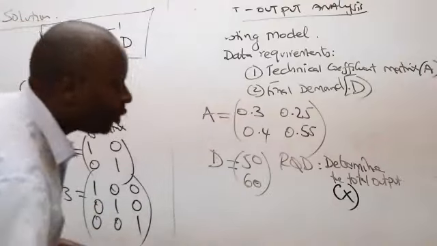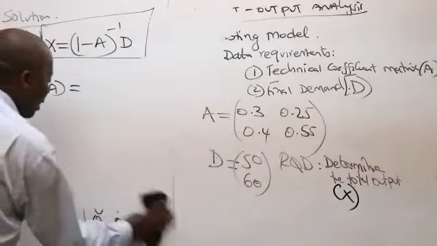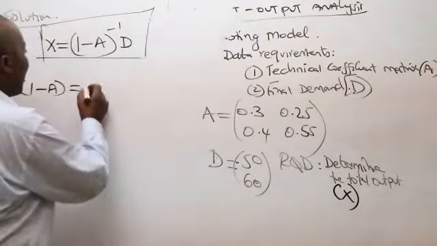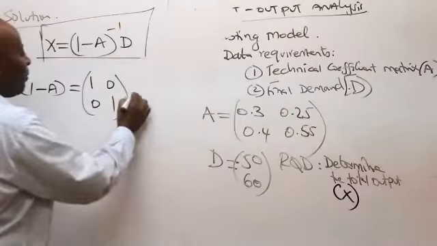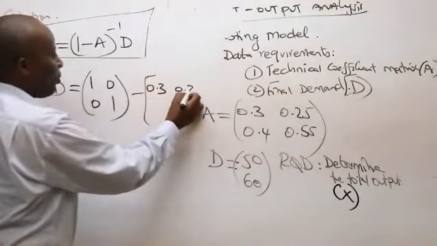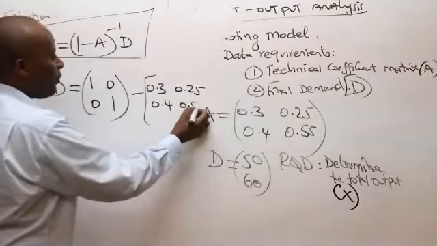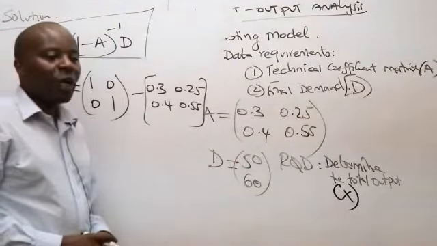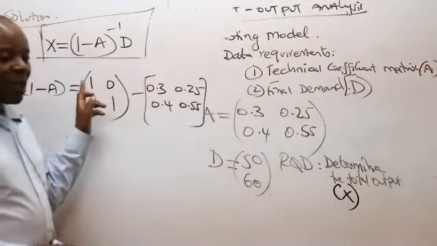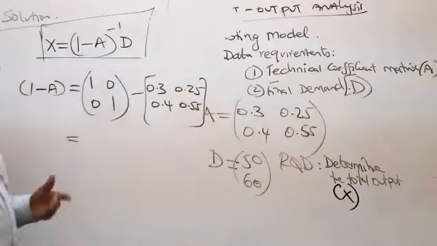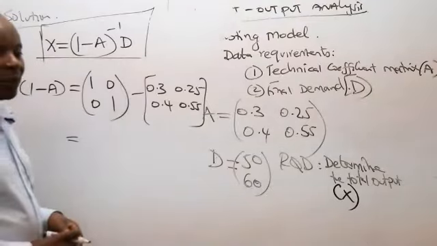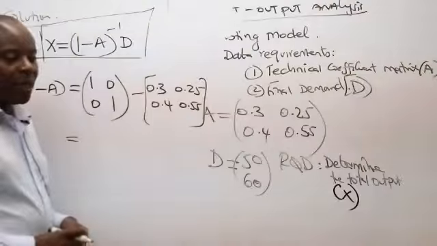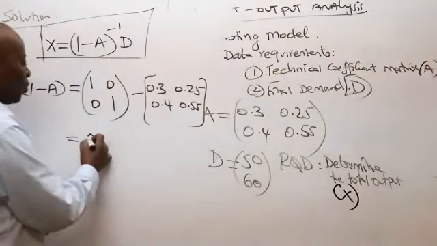So what I'll do, ladies and gentlemen, I'll come and see here, I minus A, and I can see what my I is. My I is 1, 0, 0, 1, like that, minus A which is 0.3, 0.25, 0.4, 0.55. Please go ahead and do the subtractions for me. Remember, in subtraction you always take corresponding elements. So 1 minus 0.3 gives me 0.7. The first one is 0.7.